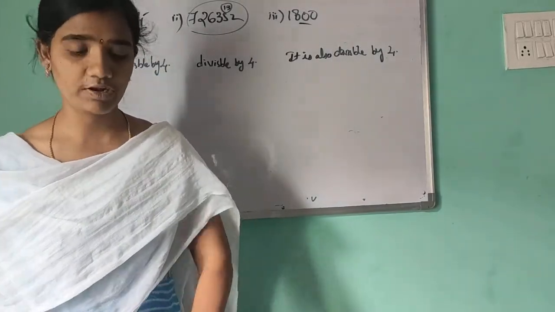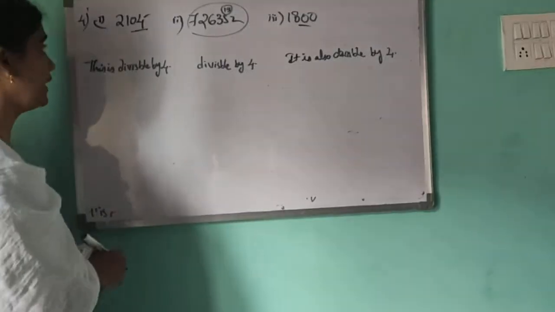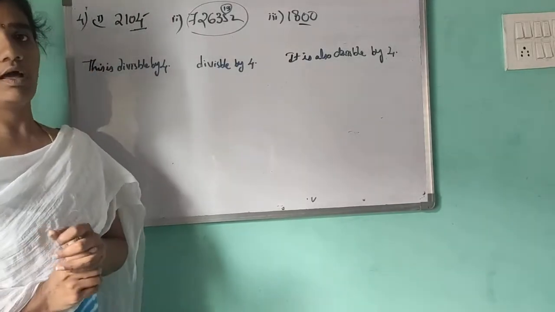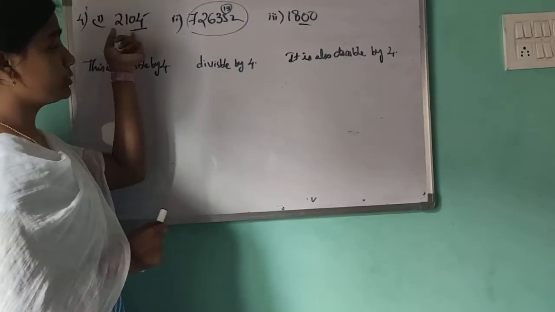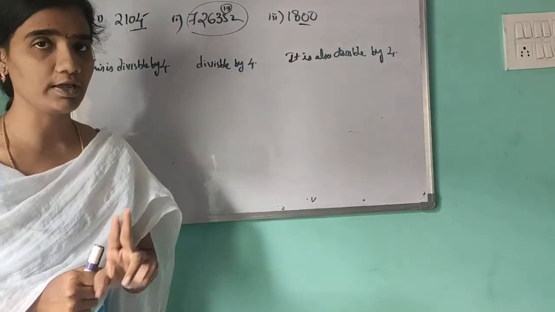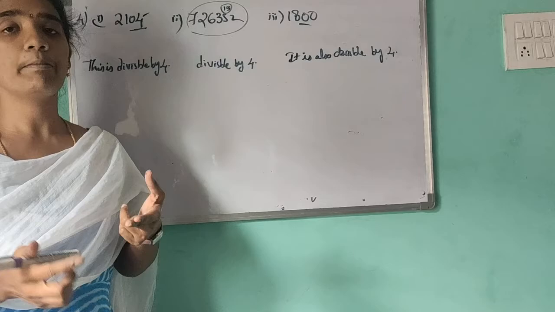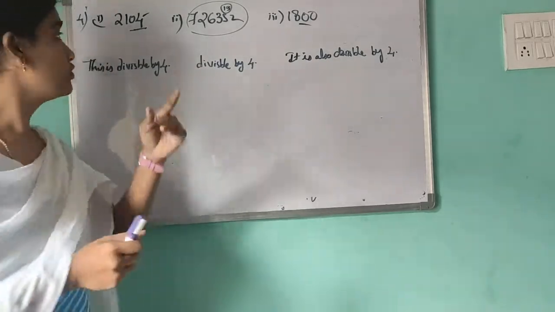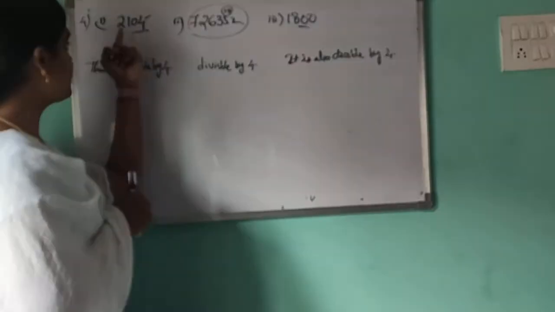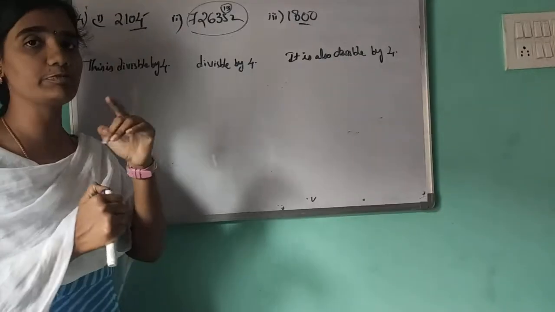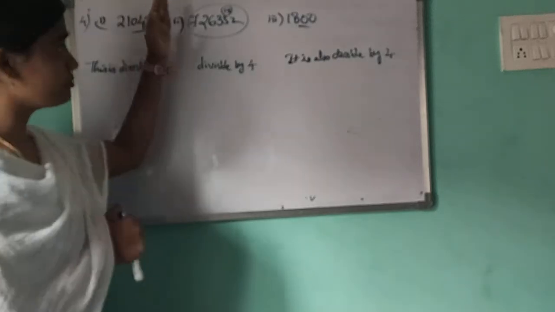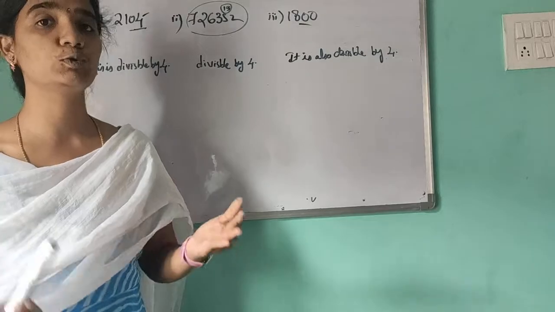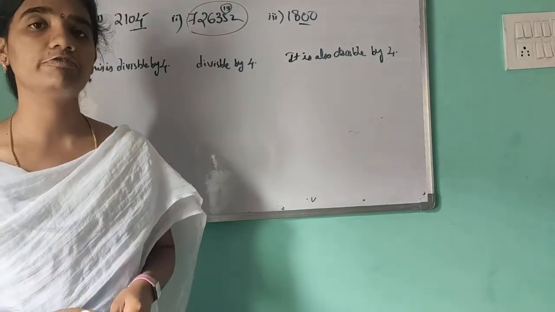Now let us check the next one, divisibility of 8. What is the divisibility rule? Here also the same, but the divisibility rule of 4 checks 2 digits, whereas the divisibility rule of 8 checks 3 digits. If the last 3 digits are divisible by 8, then the whole number is divisible by 8. And if the number ends with more than 2 zeros, then the whole number is also divisible by 8.